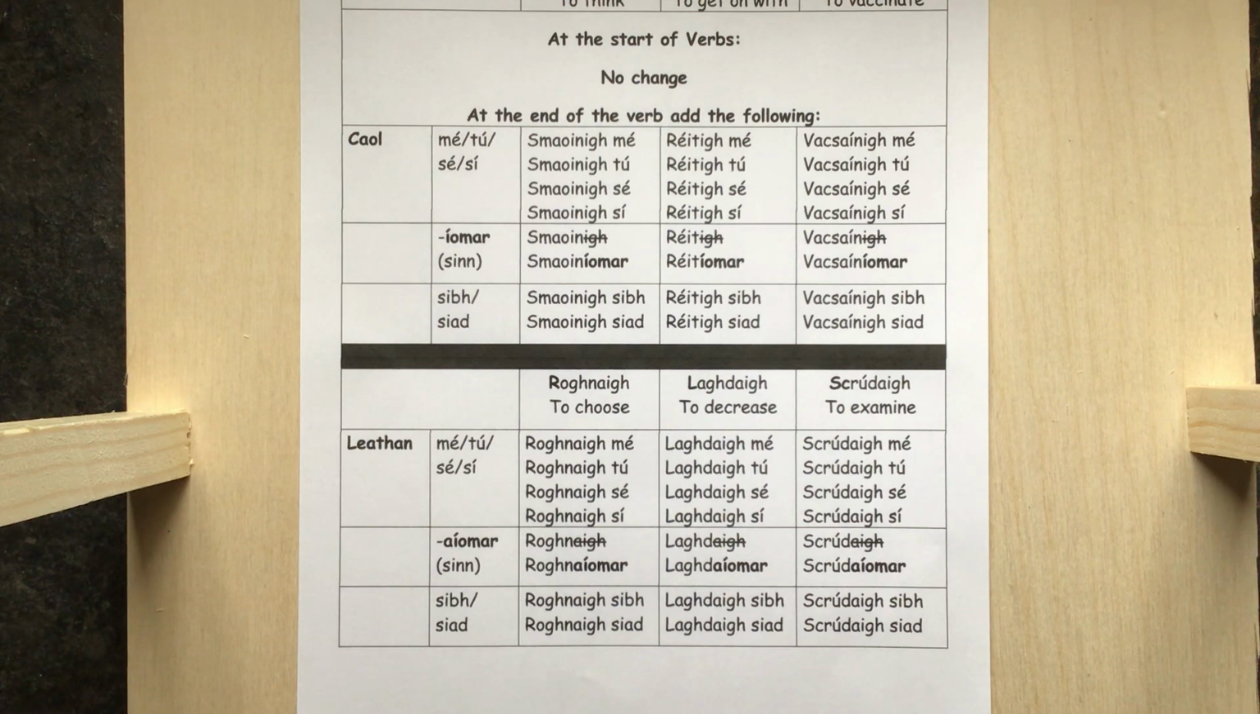So raunig will become raunig May, raunig Tu, raunig Shay, raunig She, raunig Yamar, raunig Shiv, raunig Shead. Leidig will become leidig May, leidig Tu, leidig Shay, leidig She, leidig Yamar, leidig Shiv, leidig Shead. Scrudig will become scrudig May, scrudig Tu, scrudig Shay, scrudig She, scrudig Yamar, scrudig Shiv, scrudig Shead.